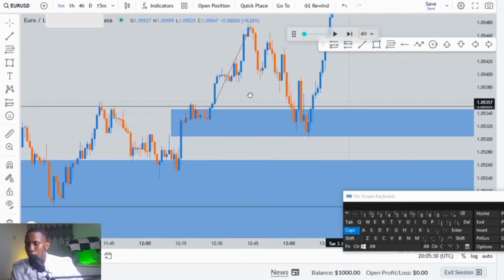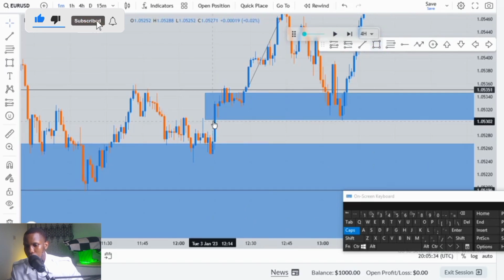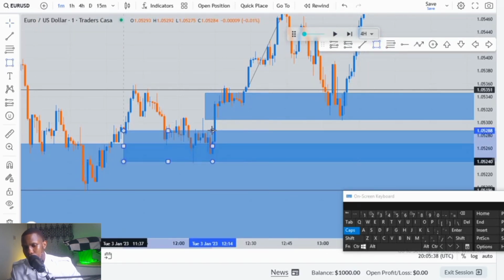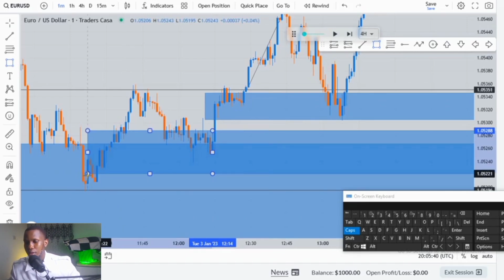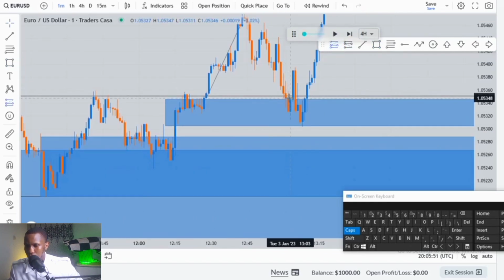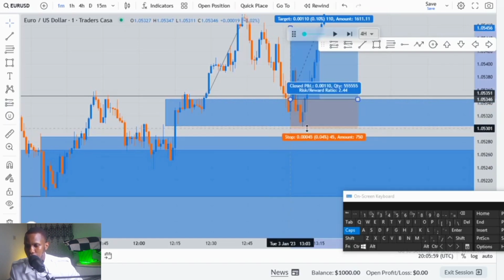Then here I also have another level. They are all valid for me. So I used to place my entries here. I'll go back to here. This level is a little bit big, but these smaller ones, I'll enter here. So I used to keep my stop loss 2 pips below this level.